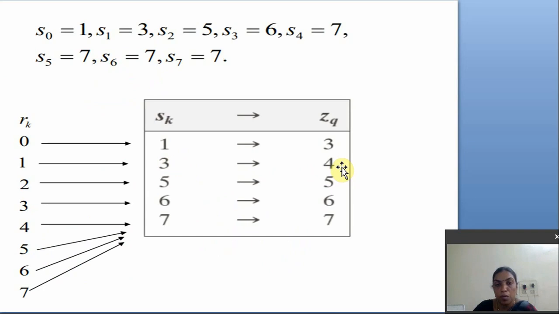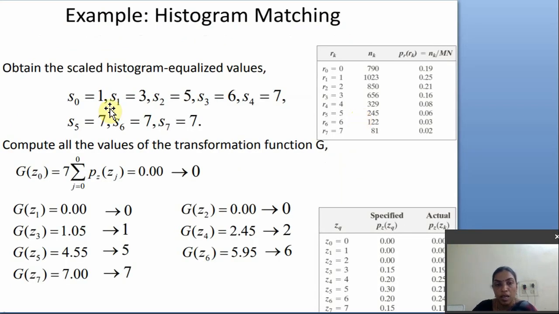Remember we take sk and zq, not the g of zq. So that's why sk and zq. So here take the sk values as 1, 3, 5, 6, 7, 7, 7, 7, and then check here for the z1, z2, z3, z4 and so on up to z7 values. So 1 is here related to 3. 3 is related to the closest one, 2, and then related to 4. That's why 3 to 4.